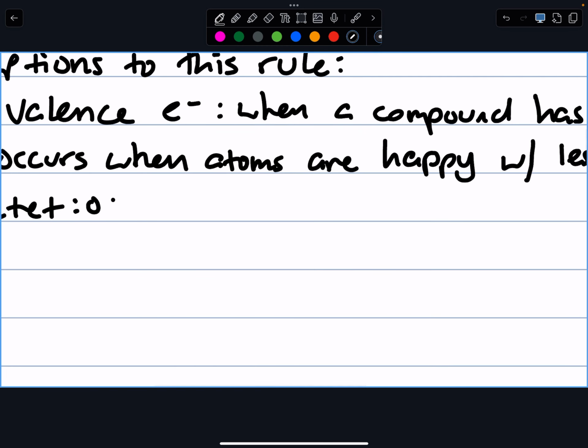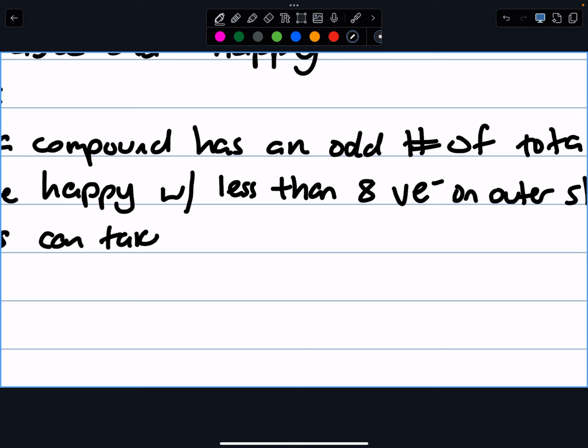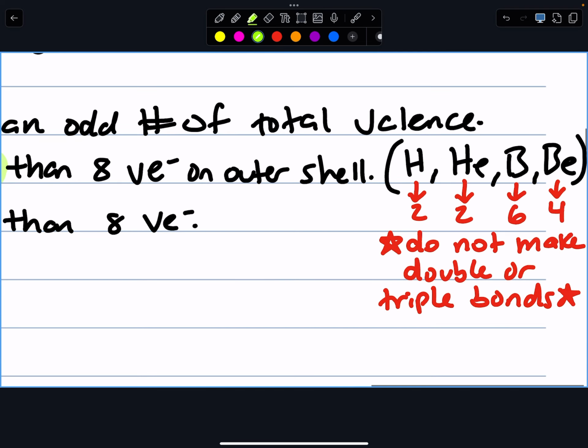Expanded octet is the exact opposite. So that occurs when atoms can take more than 8 valence electrons. There are 5 elements that you know of that can do this. There are obviously more that can, and we just don't talk about it in this class. Those are xenon, krypton, and then SIPs.